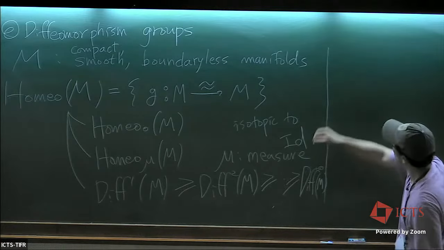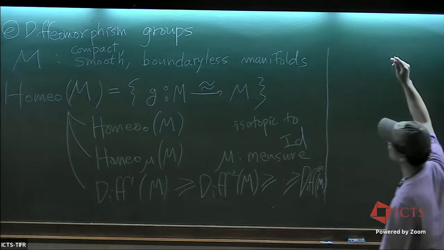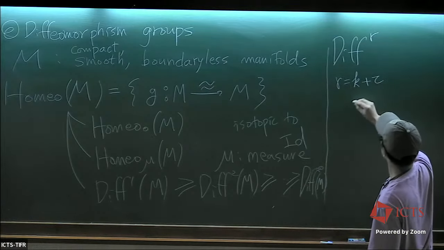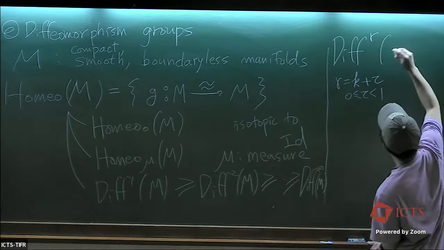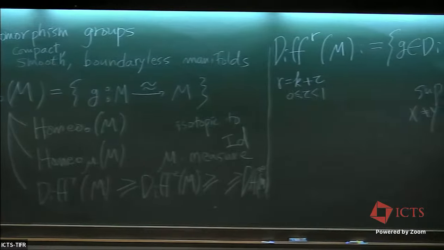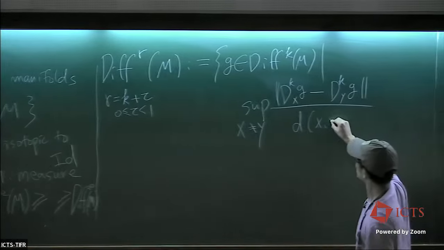And you can also talk about Hölder continuity of diffeomorphisms. In other words, you can take a real number r, where r is written as k plus tau, where tau is between 0 and 1 and k is an integer. And Diff^r is defined to be all the C^k diffeomorphisms such that its kth derivative is tau-Hölder continuous, right? So you can write down the definition: the supremum, locally, so everything is compact, so this definition is fine. If you take the C^k derivative at x, then this is a multilinear map. So you can subtract the same at y and take the norm, and compare this to the manifold distance to the tau power.